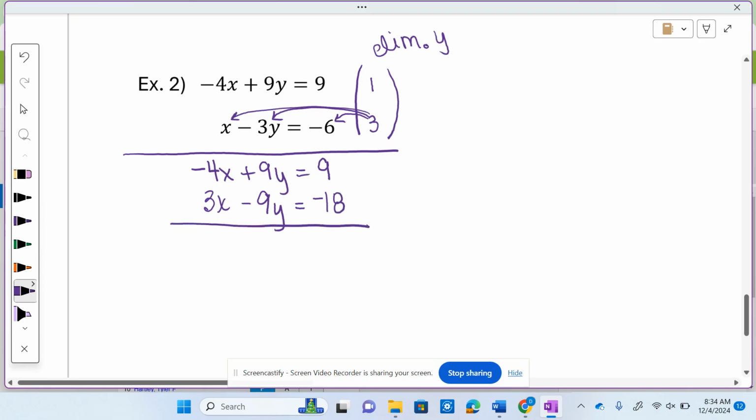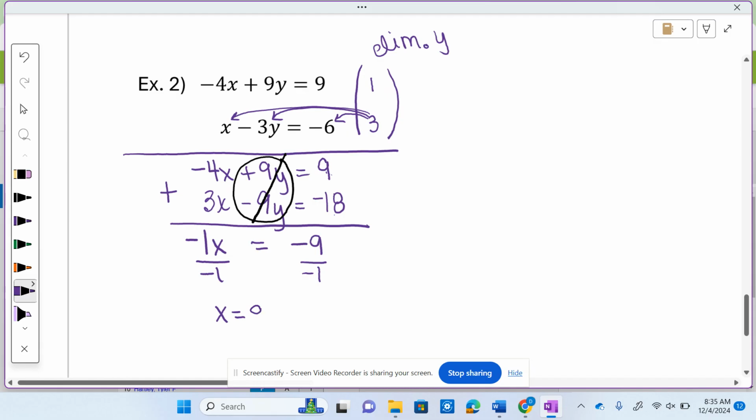So remember, I'm going to add these two equations together. My y's are actually the same coefficient but opposite, so I know that they will cancel out. I need to have the same number, the same coefficient, but they have to be opposites. That's how I know I can cancel those out when I add them together. So now I have negative 4x plus 3y. Well, that gives me a negative 1x. And 9 and negative 18 give me negative 9. Divide both sides by negative 1.